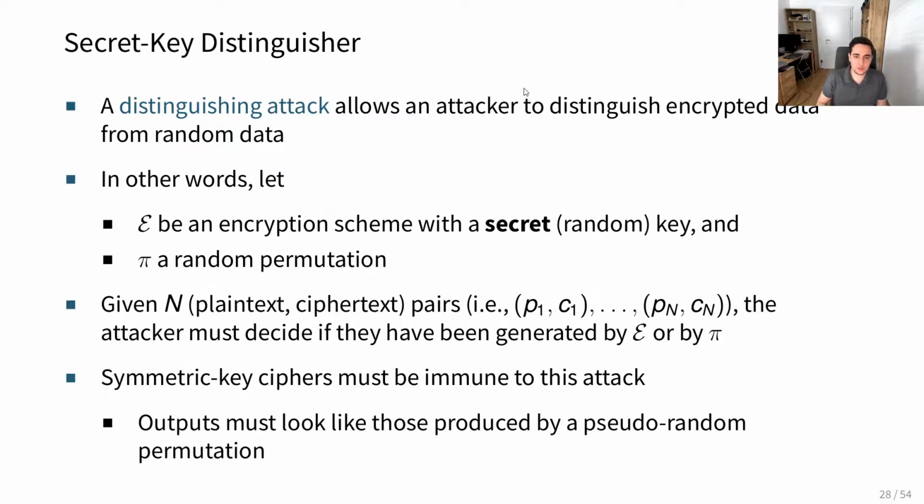And of course, we can build a secret key distinguisher with that difference. The secret key distinguisher is essentially something where we try to distinguish between some ciphertext or some plaintext, depending on which direction we go, which was generated by the construction we try to attack, or which was generated by some pseudo-random permutation. If we can distinguish these two, that's actually a bad property for the construction we want to attack. The goal of the designer is that it's impossible to distinguish between a certain construction and a pseudo-random construction. So symmetric key ciphers must be immune to this attack.